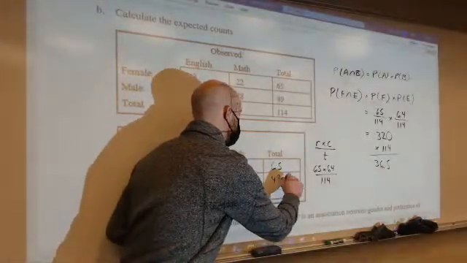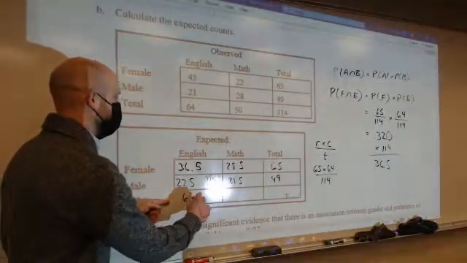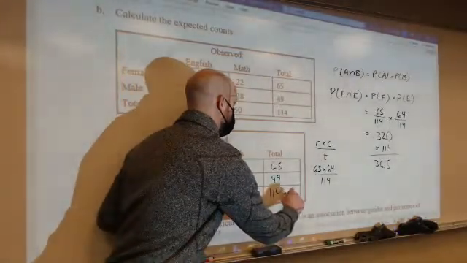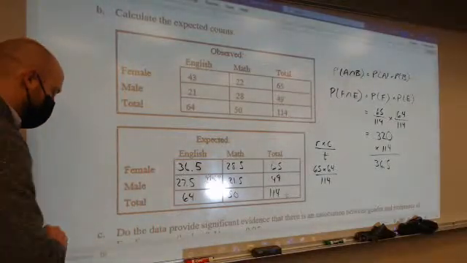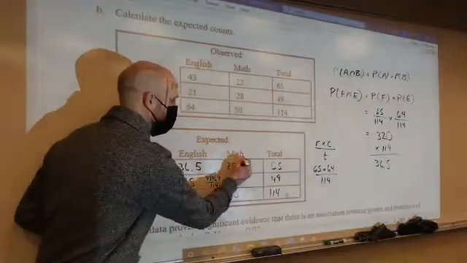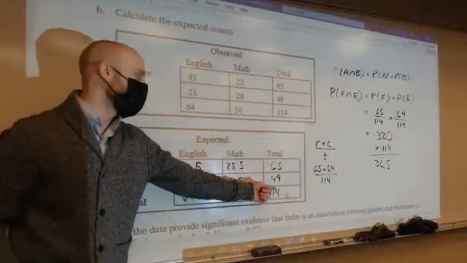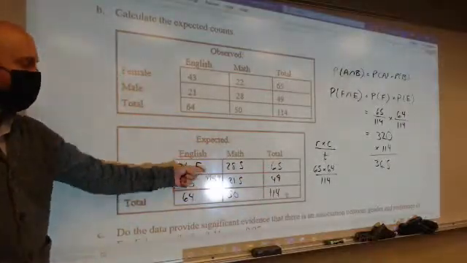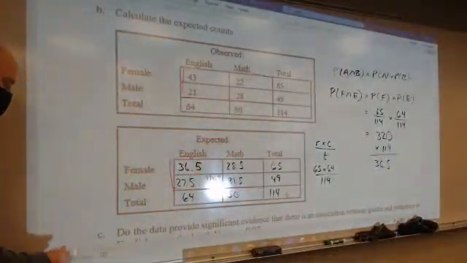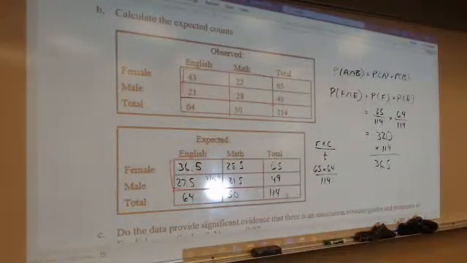This one should total up to 49. This should total up to 64. This should still total up to 50. And this should total up to 114. But really, we're interested in this data. We don't need these in our calculations. We're looking at how do these compare to how do these. All right, so we continue.